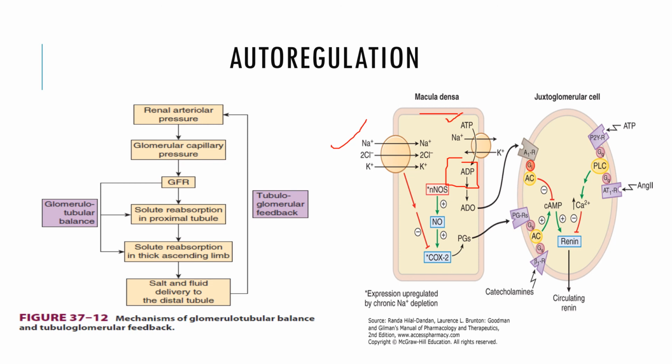So when there is increased GFR, with more filtration of sodium and chloride ions, there will be more entry of these ions via this co-transporter. So there will be more production of adenosine. Adenosine binds with the adenosine A1 receptor, and there is release of calcium to the vascular smooth muscle in the afferent arteriole, and as a result there will be afferent arteriolar vasoconstriction.